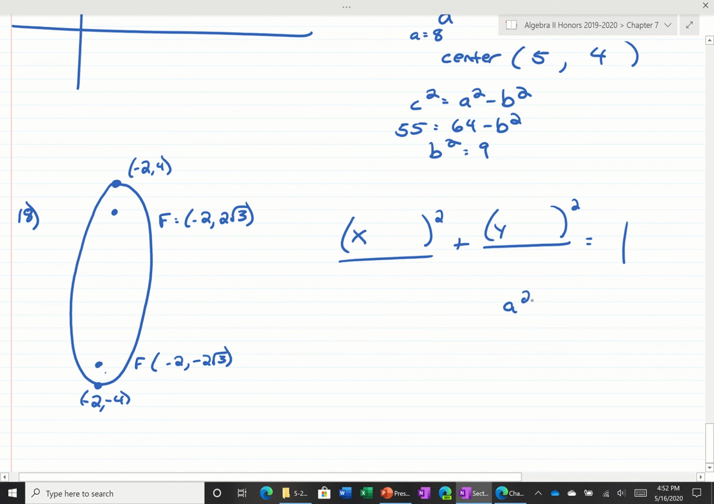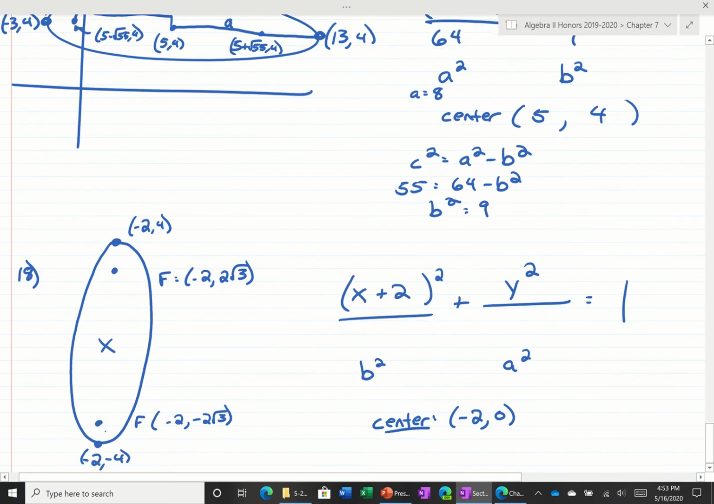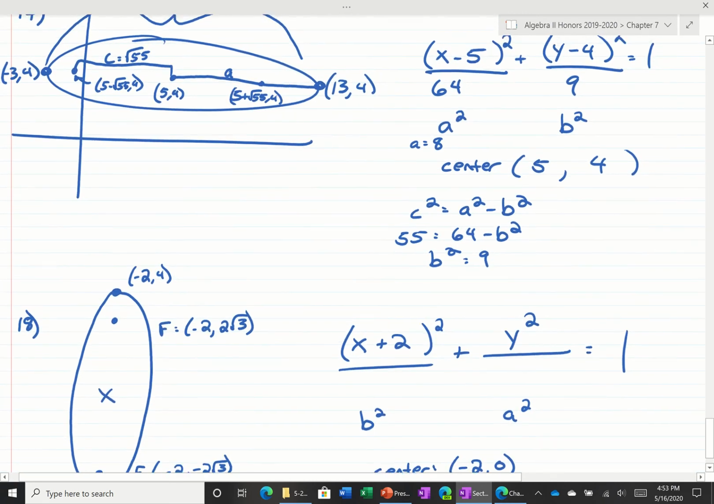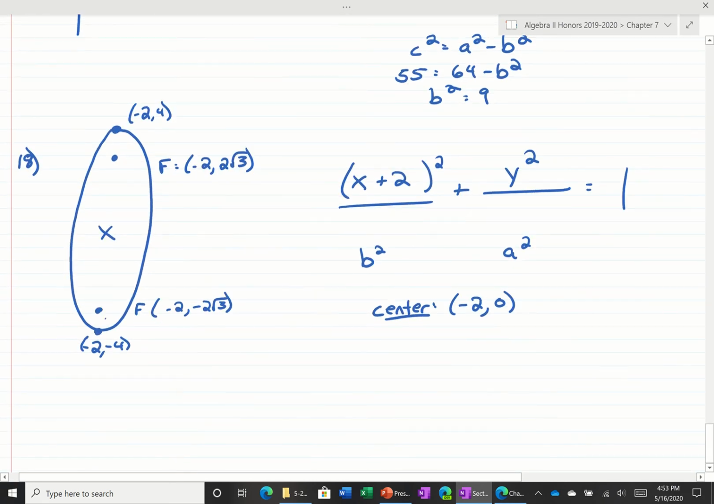The a squared is going to be under y because the bigger number goes underneath whatever axis is the major axis. And let's figure out the center. Center would be the average of -2, 4 and -2, -4. So the center would be -2, and the average of 4, -4 is 0. All right.